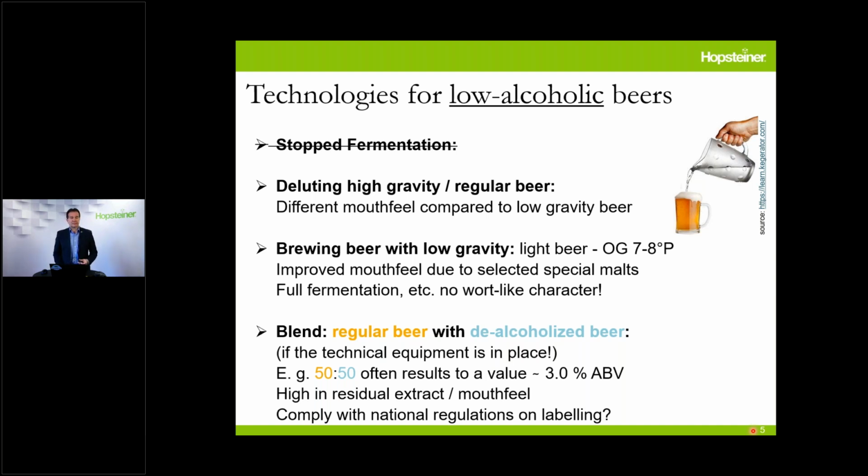And when you do this, or when you think about this, please also think about the national regulations regarding labeling that you have in your country. It differs a little bit, and it's not just by mixing and filling. The regulations also have to be followed.